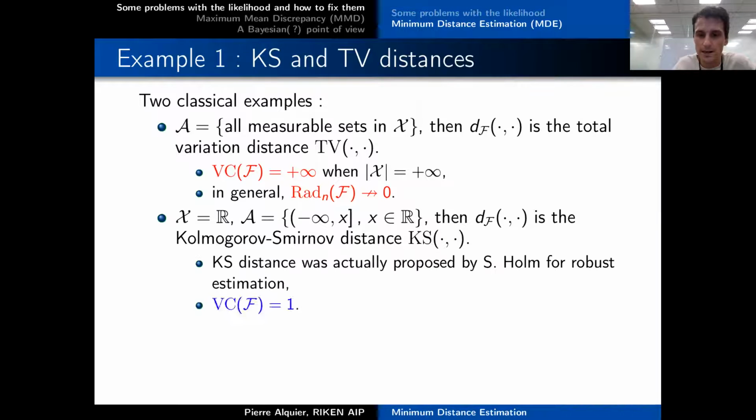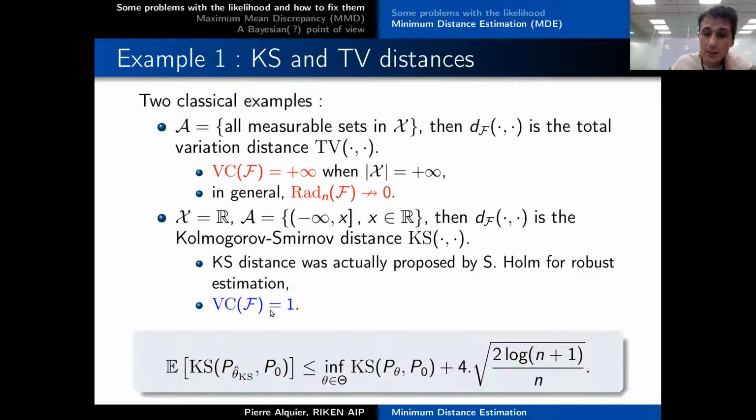And historically it was one of the examples proposed in the discussion on the paper by Sturr-Holmes I mentioned before. In this case, the Vapnik dimension is 1. So it means that in this case, you recover a very simple result, which tells you that your estimator is consistent when the model is well specified, and otherwise it still targets the best approximation of the true probability distribution in the model.